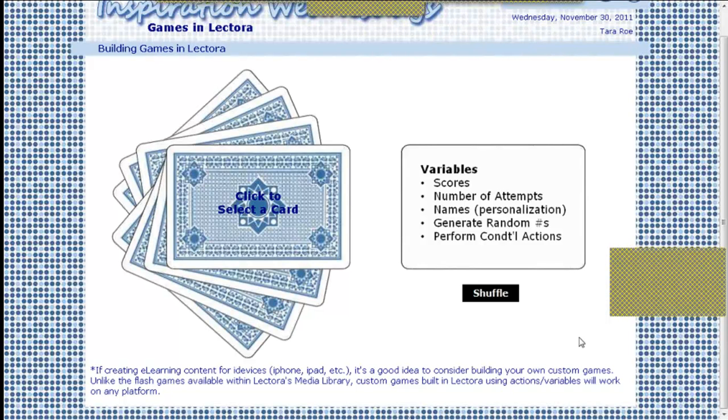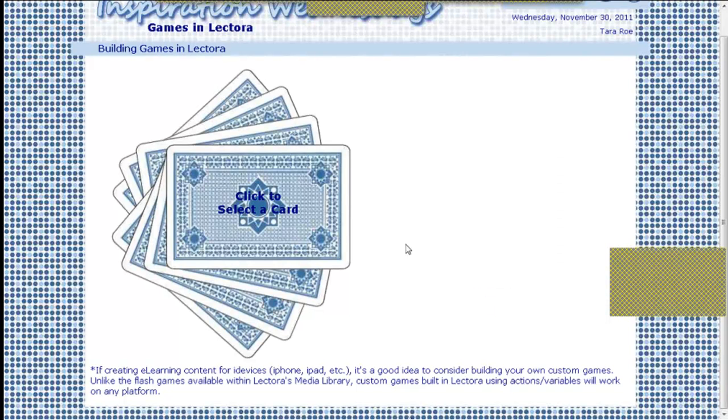Performing conditional actions based on the user's performance in a game. What do you want the learner to do next? If the learner completes the game or wins the game, send them to the final assessment. If the learner loses the game, send them back to the chapter for more review. So conditional actions are a big part of the outcome of your game.